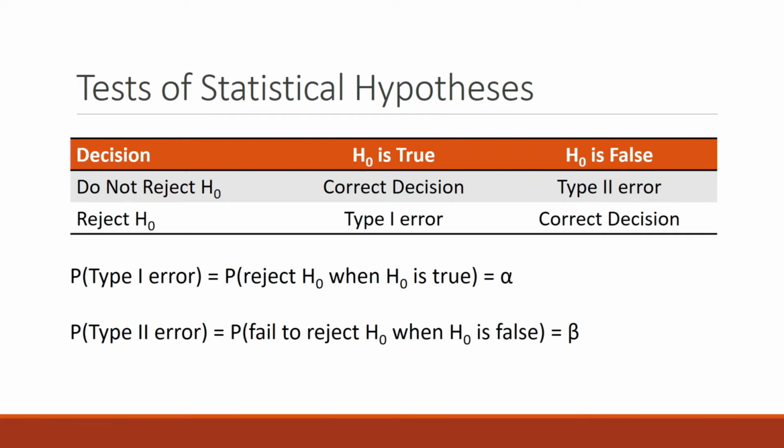And then there are values or notation for the probability of each of these errors. The probability of a type 1 error is defined to be alpha. The probability of a type 2 error is defined to be beta.